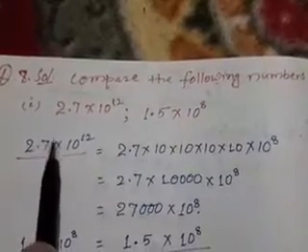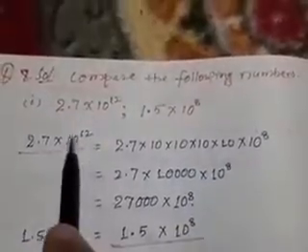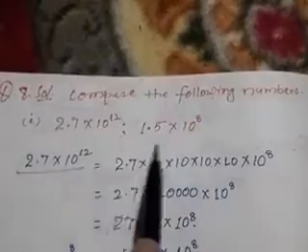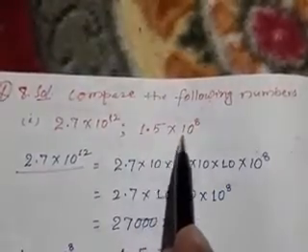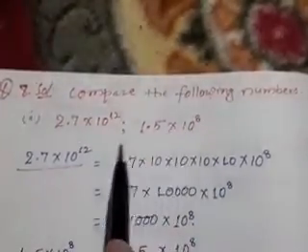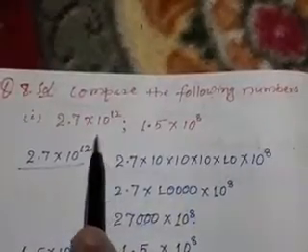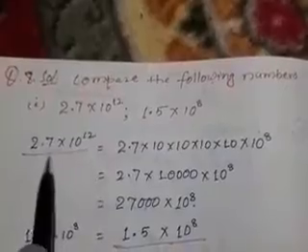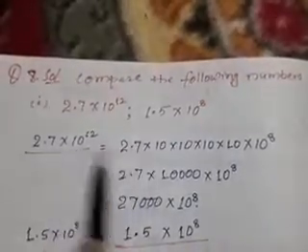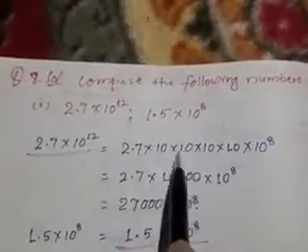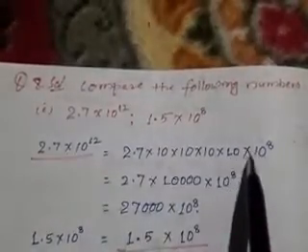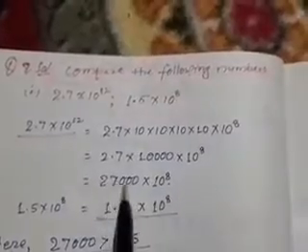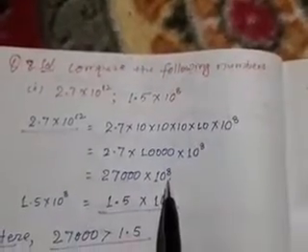Question number 8. To compare the following numbers, 2.7 multiply 10 to the power 12 and 1.5 multiply 10 to the power 8. Dear students, here we need to find which number is greater. When we solve it, we find 2.7 multiply 10 to the power 4. We write in this way, multiply 10 to the power 8. It becomes 27,000 multiply 10 to the power 8.